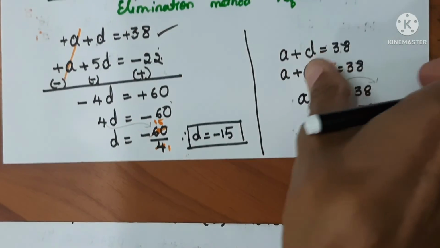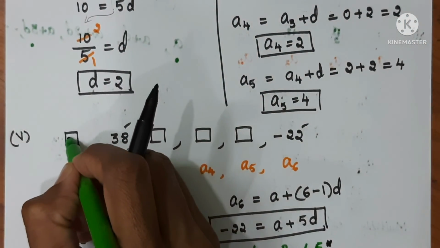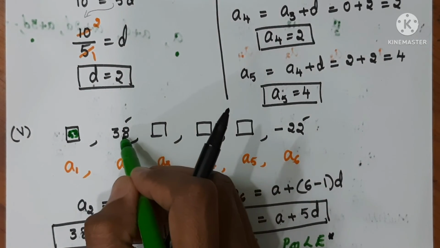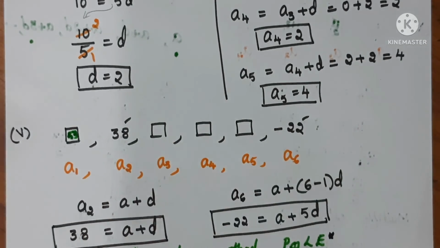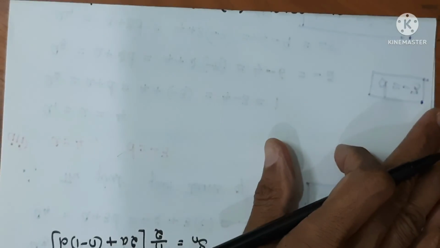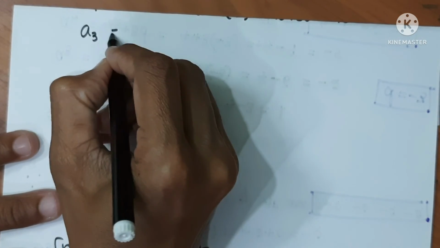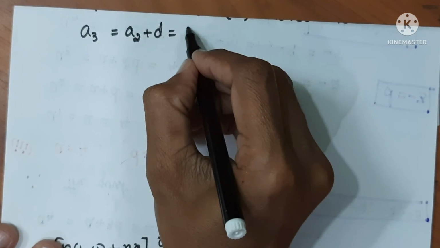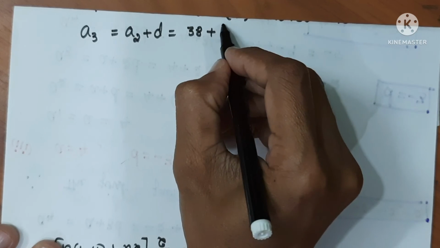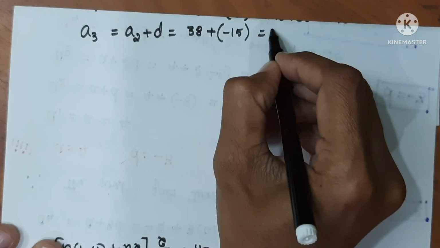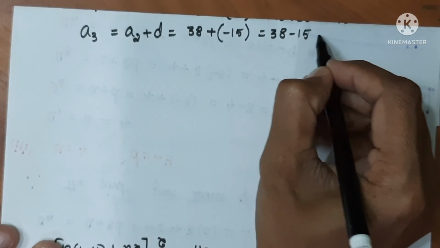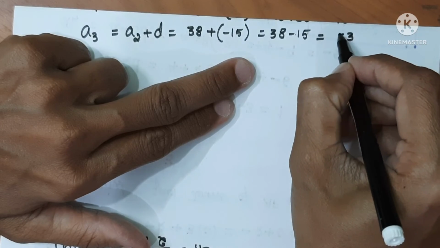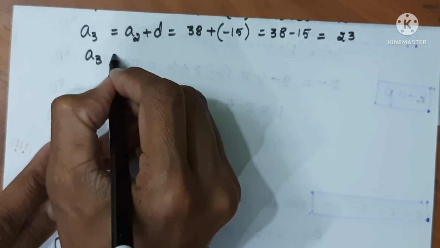Now we got the answer for the first term as 53 and common difference as minus 15. To get the third term, we have to add the common difference to the second term. a3 equal to a2 plus d. Here a2 is 38 plus common difference is minus 15, which is equal to 38 minus 15. After subtracting, we get 8 minus 5 is 3. 3 minus 1 is 2. So 23. So the third term is 23.